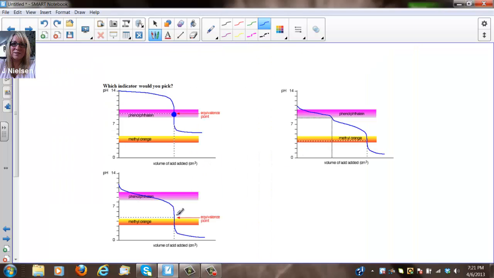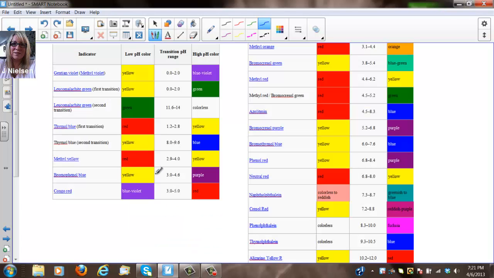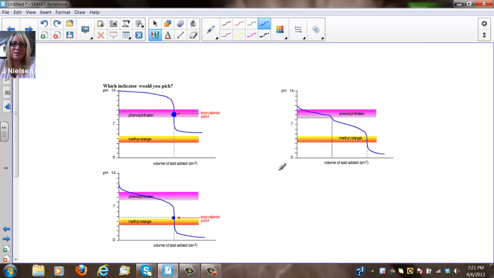In this second one, your equivalence point is down here. So it's between 4 and 5. Let's look at methyl orange. Methyl orange is between 3.1 and 4.4, but it could be on the upper end of the scale, so you could use methyl orange. It's certainly a better choice than phenolphthalein.